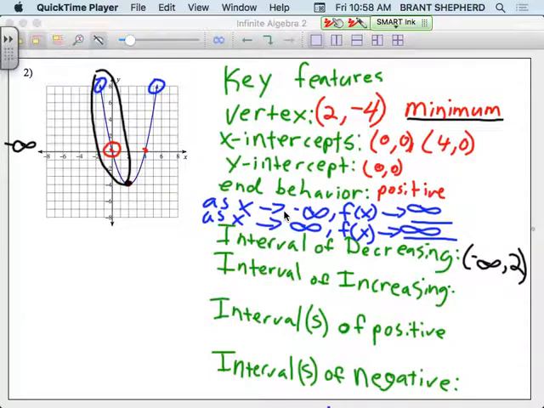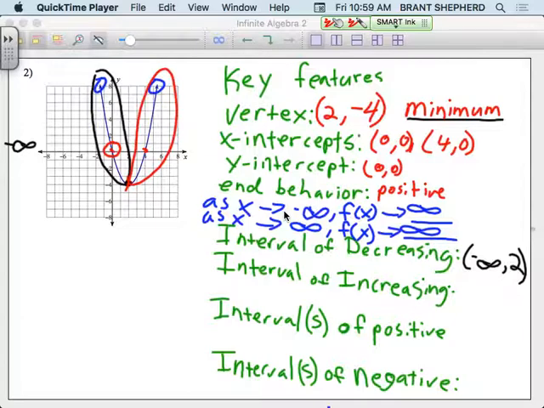So now let's talk about interval of increasing. Now that we have that corrected, interval of decreasing, we started at negative infinity and we went all the way to 2. Again, that's the x of 2. We always look at interval of increasing and decreasing going left to right. So looking at interval of increasing, looking from left to right, it's going to be that section right there.